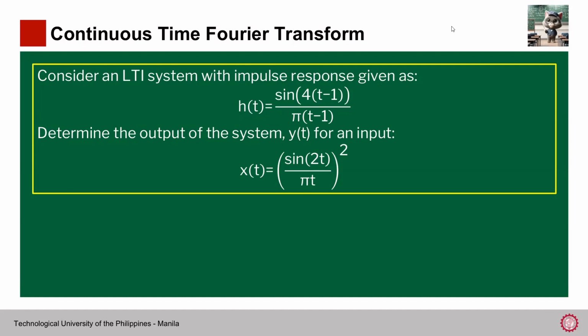So let's continue the mock test in signal spectra and signal processing. We will solve a problem under the topic continuous time Fourier transform. So here's the question. Consider an LTI system with impulse response given as h of t equals sine of 4(t minus 1) over pi(t minus 1). Determine the output of this system, y of t, for an input x of t equals (sine of 2t over pi t) squared.